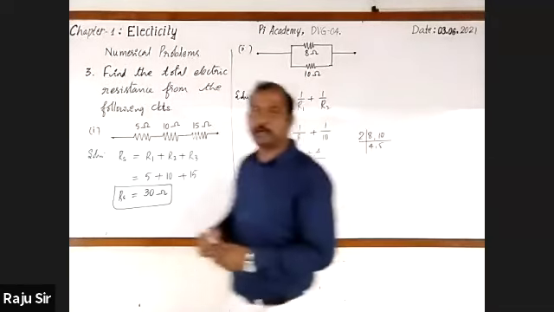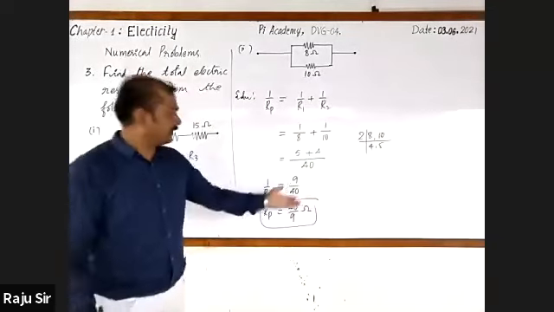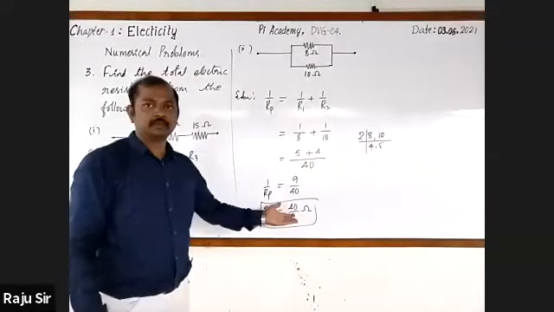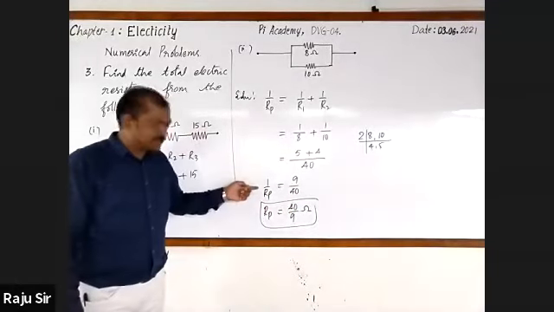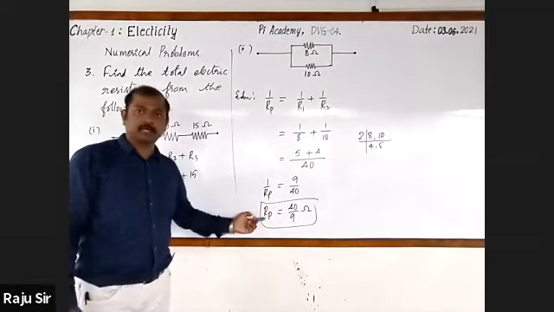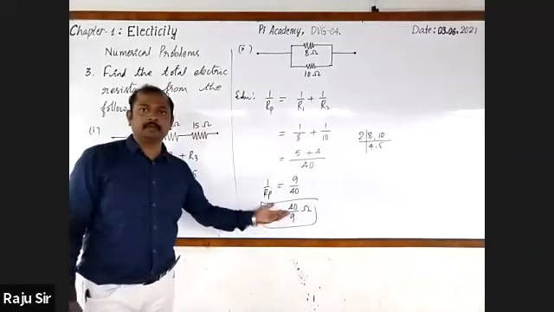So take the reciprocal of 1 by Rp. We are finding the effective resistance only. Taking the reciprocal of 1 by Rp, you will get Rp. The reciprocal of 9 by 40 will be 40 by 9.